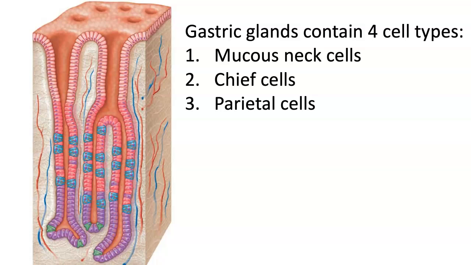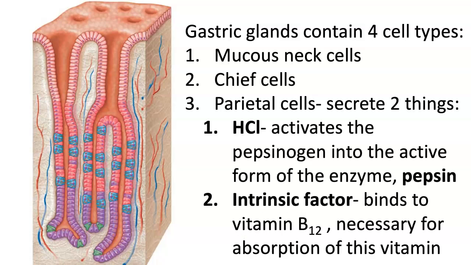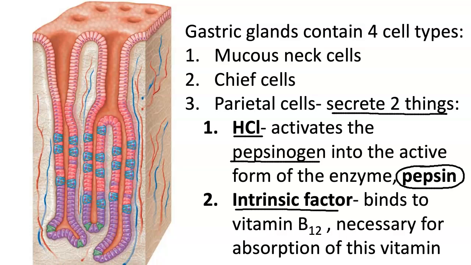The third type of exocrine cell type found in the gastric glands are parietal cells, color-coded blue in this picture. Parietal cells have 2 secretions. One is hydrochloric acid. It's hydrochloric acid that converts the pepsinogen from its inactive form into the active protein digesting enzyme called pepsin. Parietal cells also secrete intrinsic factor, which binds to vitamin B12 in the stomach. Vitamin B12 is important in red blood cell production. It isn't absorbed until it reaches the small intestine, but it must be bound to intrinsic factor by that point.